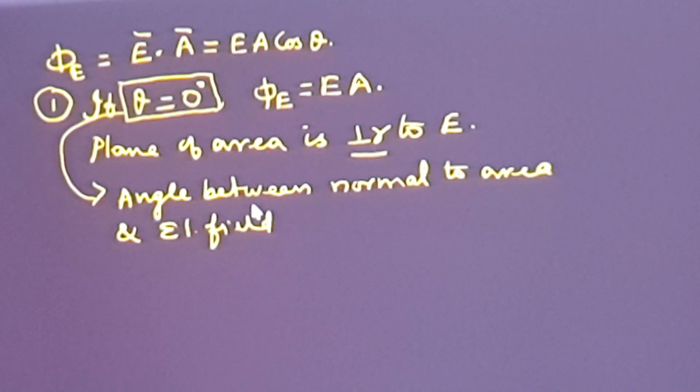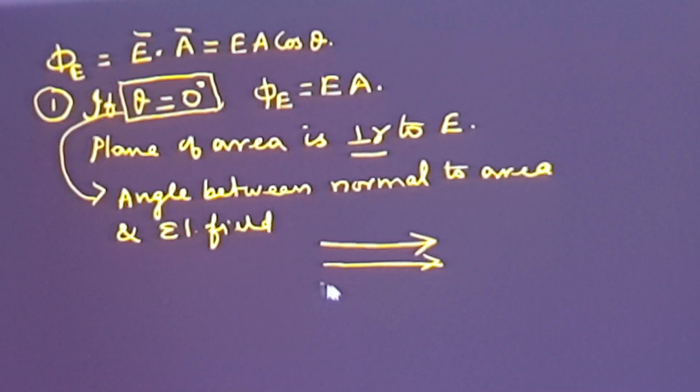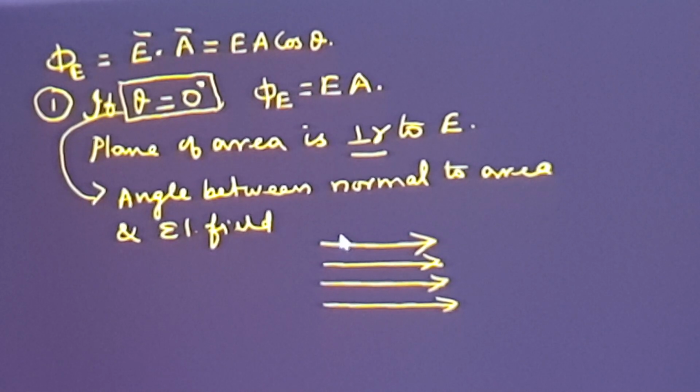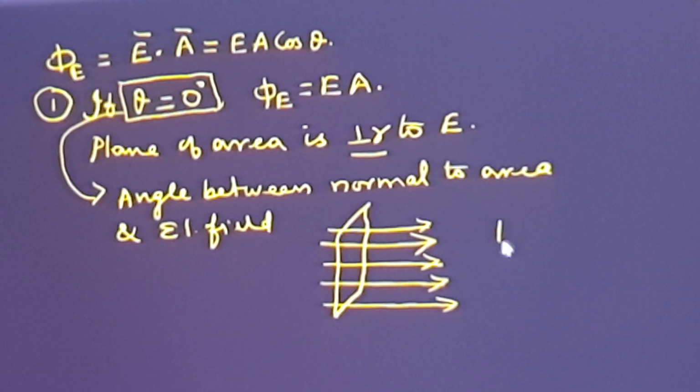Can you understand this? Diagrammatically, you represent the electrical field by drawing parallel lines. If you consider the plane of the area perpendicular to the uniform electrical field, then we say theta equal to 0. The plane of the area is perpendicular to E. What is this theta 0?